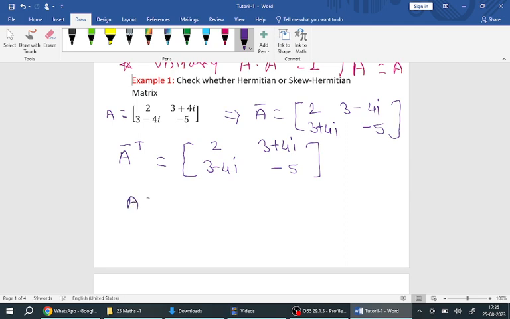So you can say A is equal to A bar transpose. That is by observation only, from the values of A and A bar transpose. And this is the condition of a Hermitian matrix.